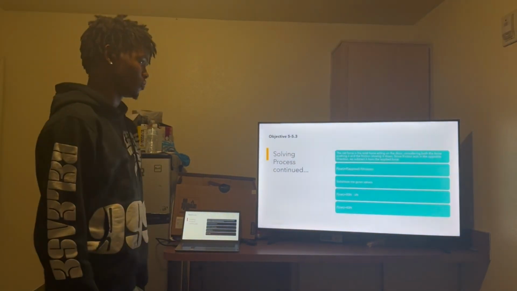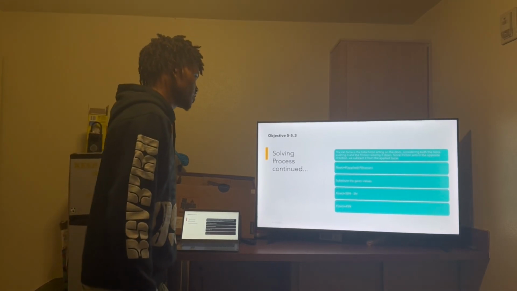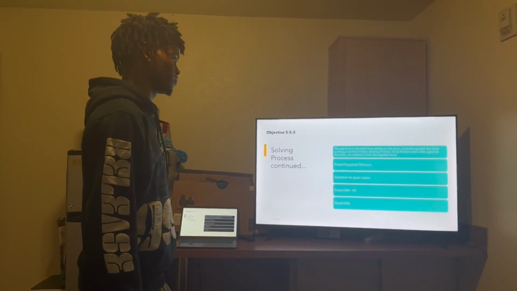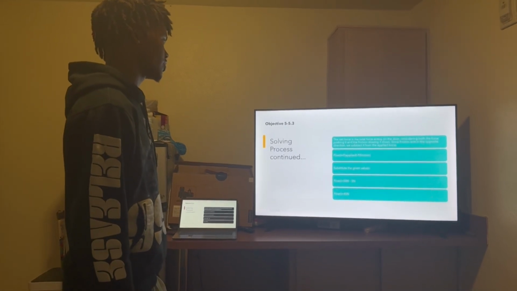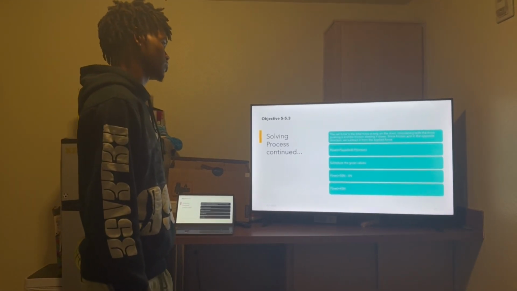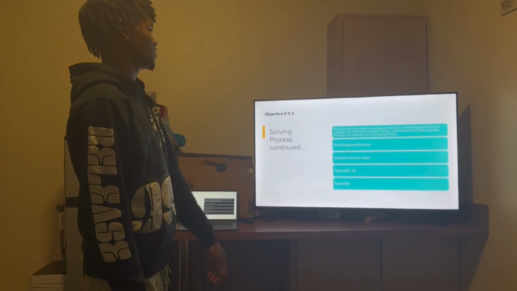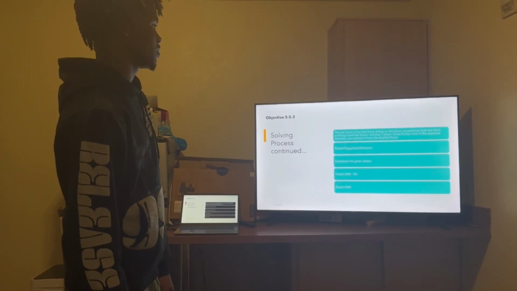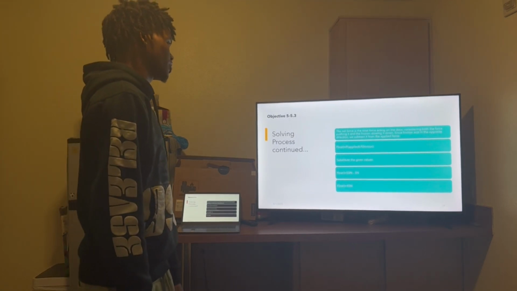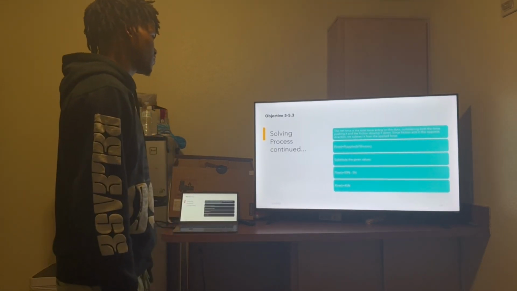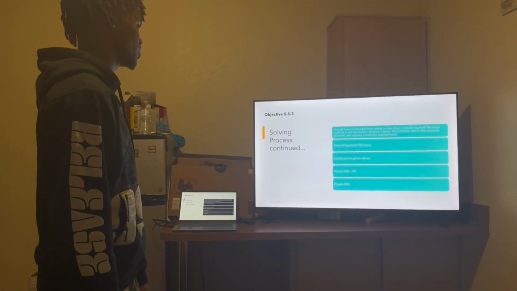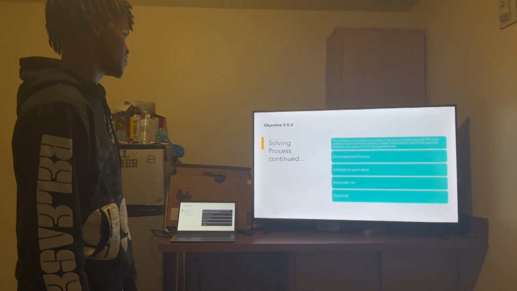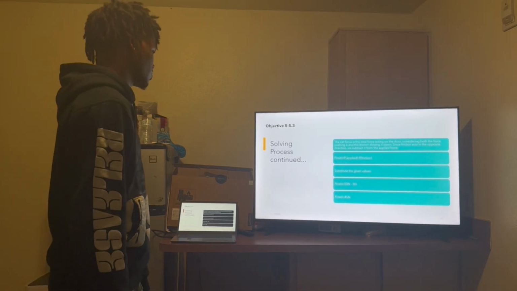Solving process continued. The net force is the total force acting on the door, considering both the force pushing it and the friction slowing it down. Since friction acts in the opposite direction, we subtract it from the applied force. It will be F net equals F applied minus F friction. Substitute the given values: F net equals 50 newtons minus 5 newtons, which comes out to F net equals 45 newtons.